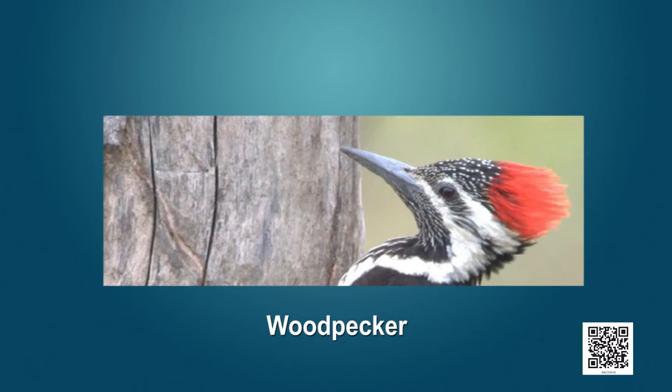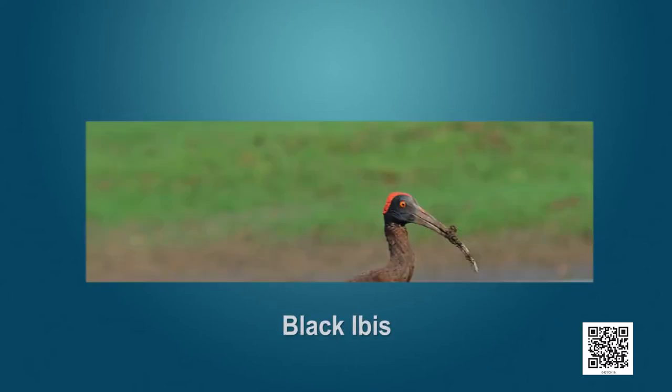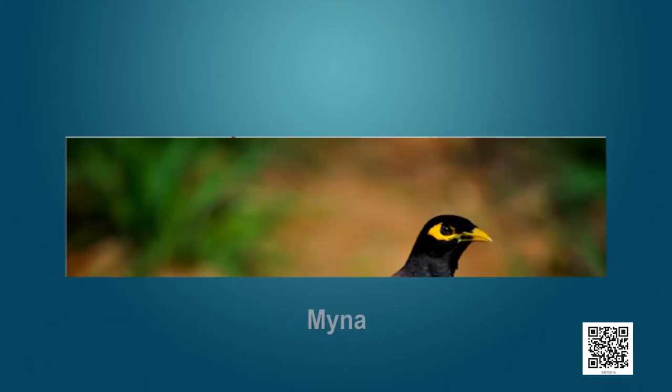Woodpecker. Yes, very good. A woodpecker has a strong and pointed beak for drilling holes in the trunk of a tree as its nest. How about this beak? Ma'am, it is for finding insects and worms. Very good, Kilion. This is the beak of a black ibis. It has a long and curved beak for picking out worms, insects and even snakes from mud and shallow water.